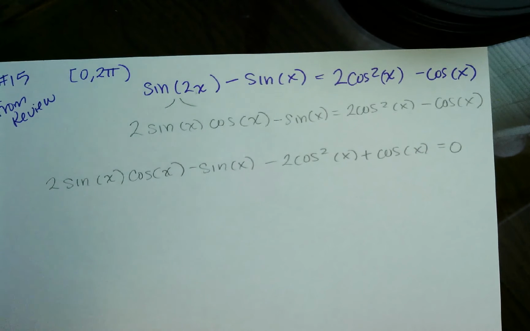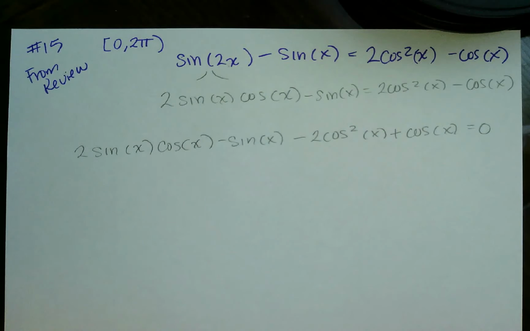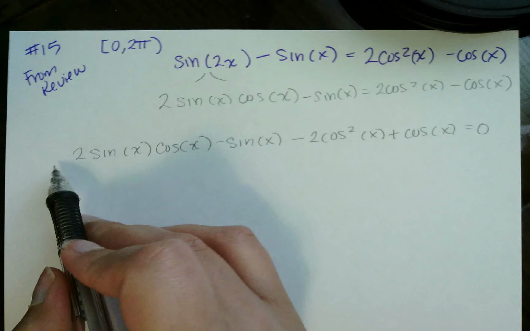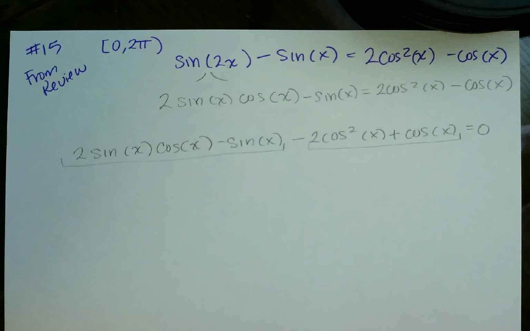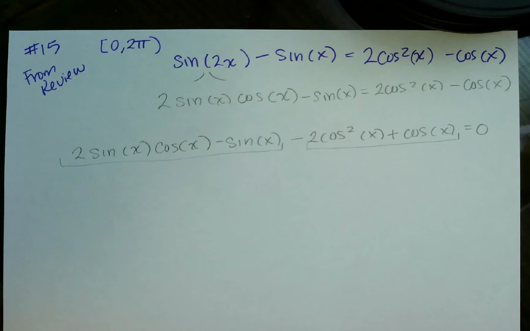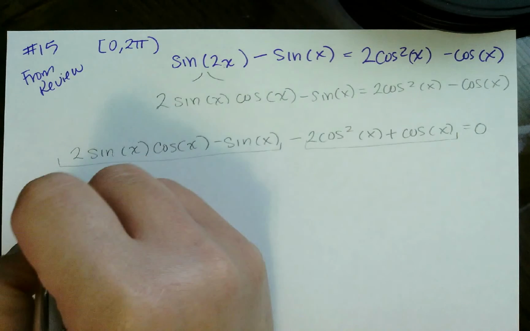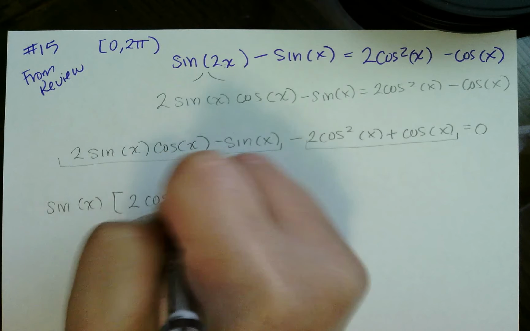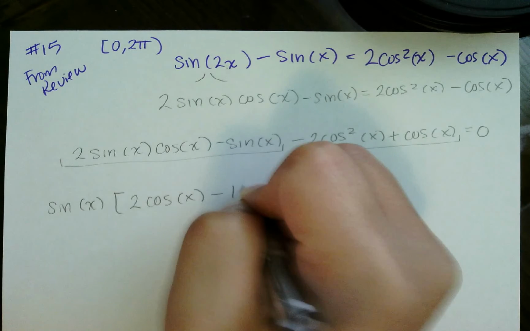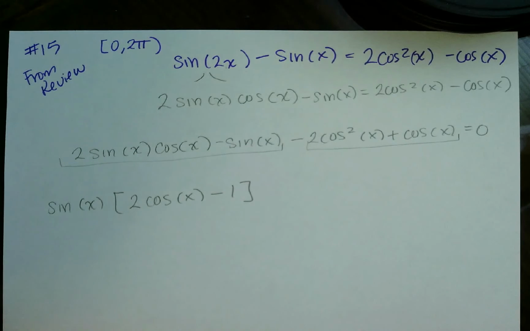I have something in mind, but I'm waiting for you guys to see it. And I'm hoping that works. Can you group it? You can group it, and let's see where it goes from there. So I'm going to group these two and these two. Alright, so I can factor out from this guy sine of x. And I'm left with 2 cosine of x minus 1. Is that cool?